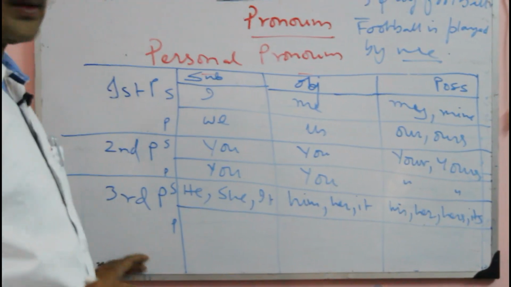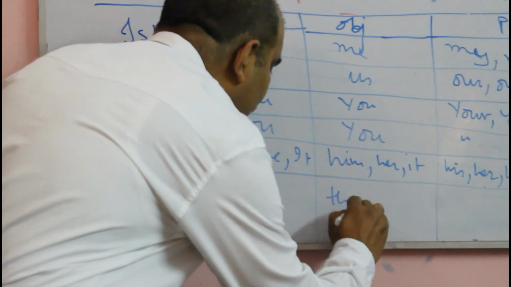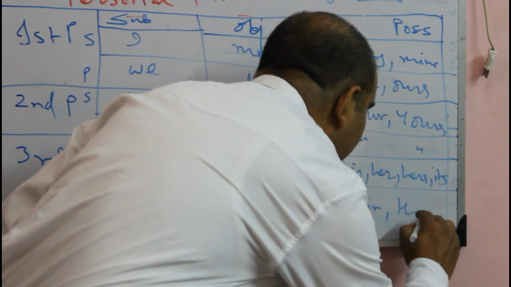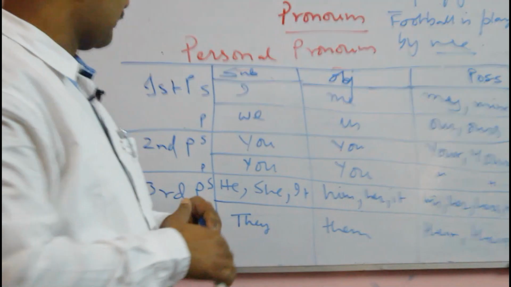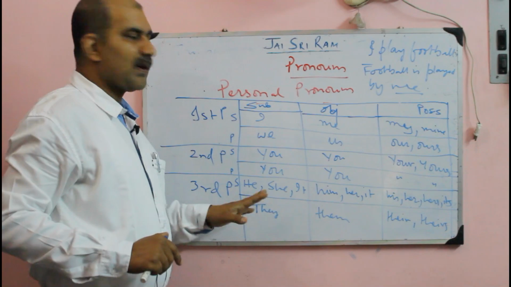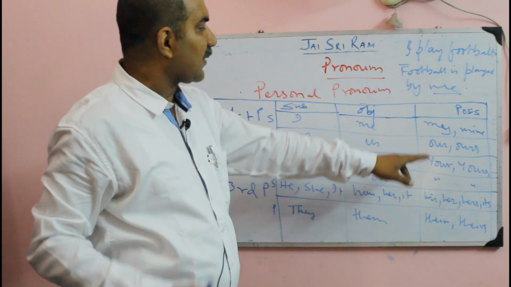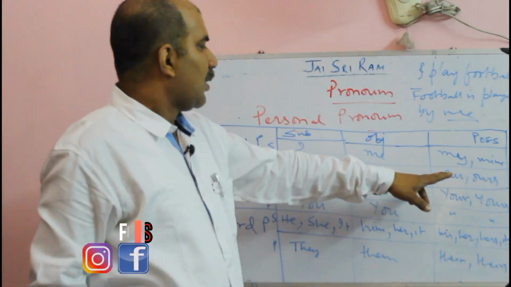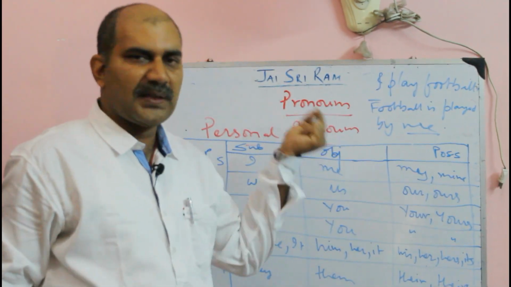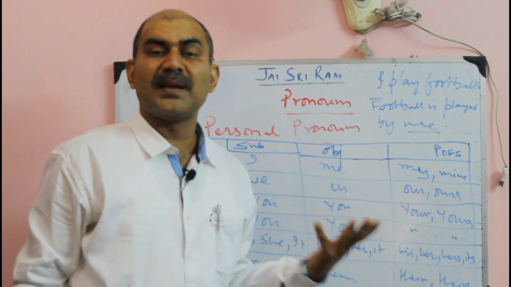And in case of third person plural we have they, and the objective case of they is them, and the possessive case is their and theirs. Now friends, this is in a nutshell, this entire chart will make the concept of personal pronoun clear to you. Friends, there is one question that can be there, and that question is related to possessive case. Out of the two words of possessive case, one is used as an adjective, that is known as a possessive adjective, and those type of adjectives are also known as pronominal adjectives.